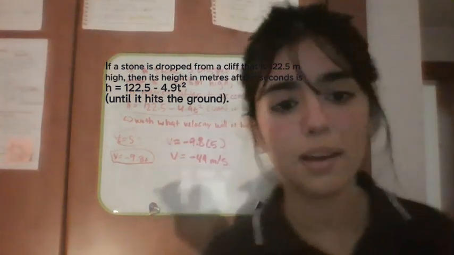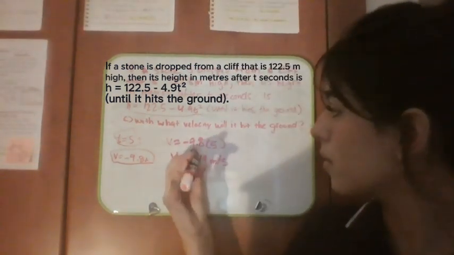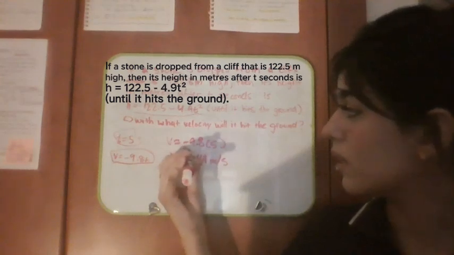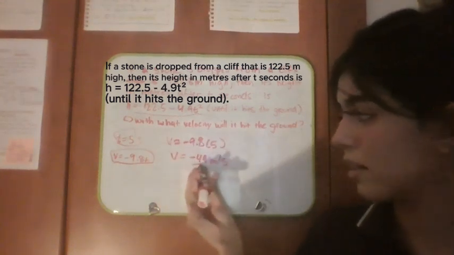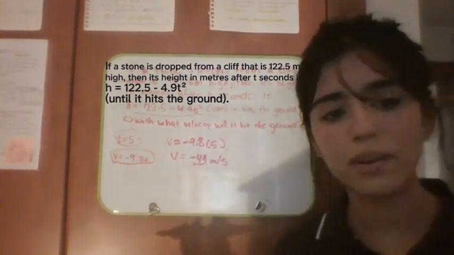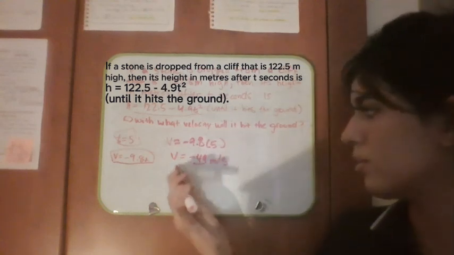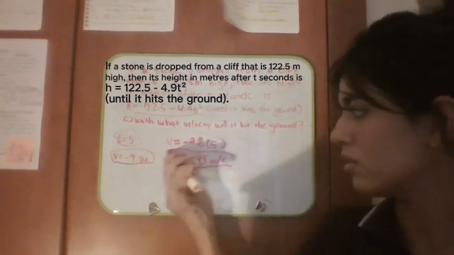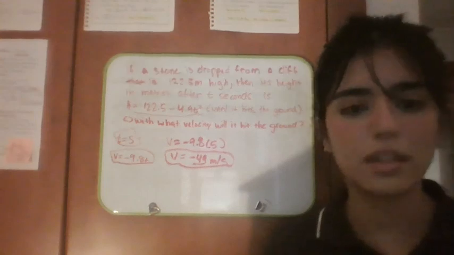I plugged it into the equation, and I found that negative 9.8 times 5 equals negative 49. And now you have found the velocity at when the stone hits the ground, which is negative 49 meters per second.